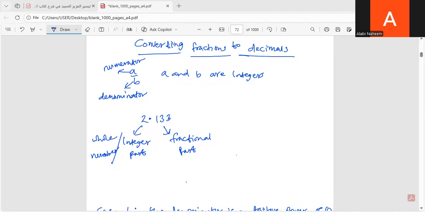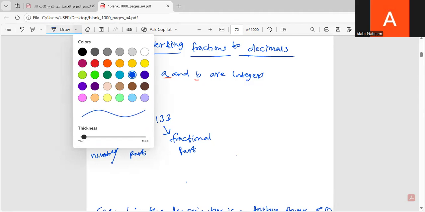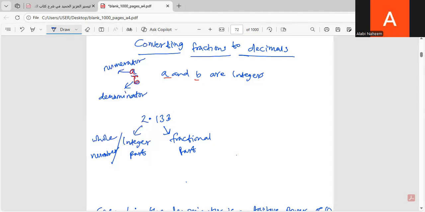A fraction is a number in the form a over b, where a and b are integers, either positive or negative whole numbers. That's a fraction, right? Where a is the numerator, b is the denominator. The number at the top is the numerator, the one at the bottom is the denominator. You can have 2 over 3, 5 over 6, 7 over 10, and the likes.